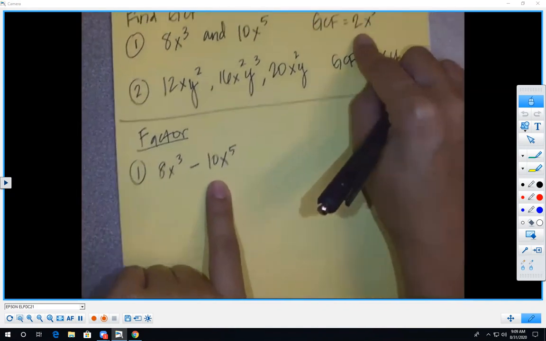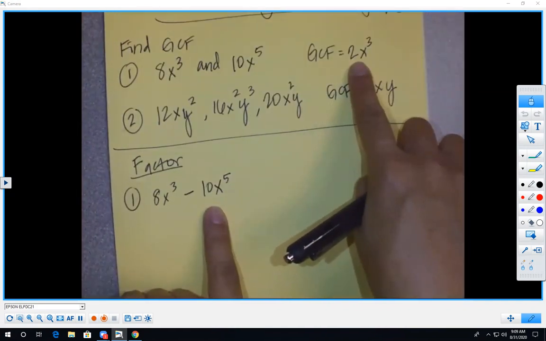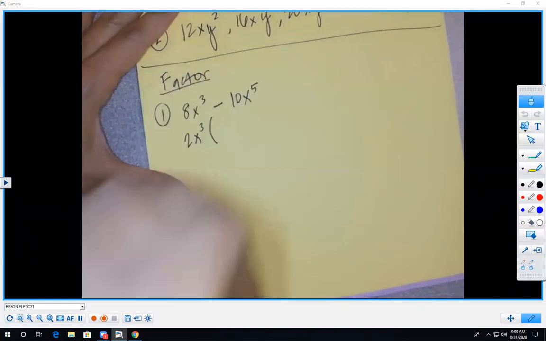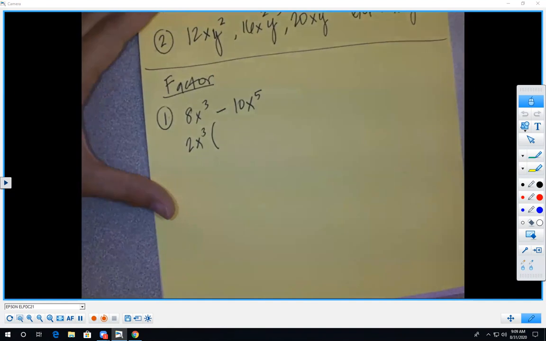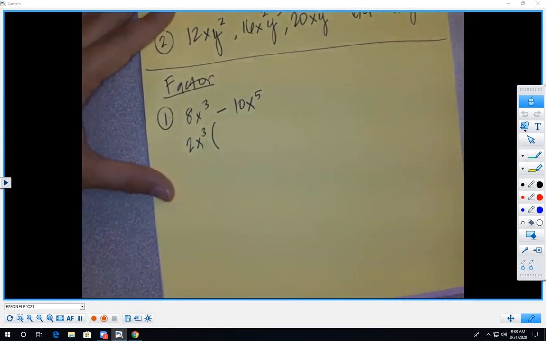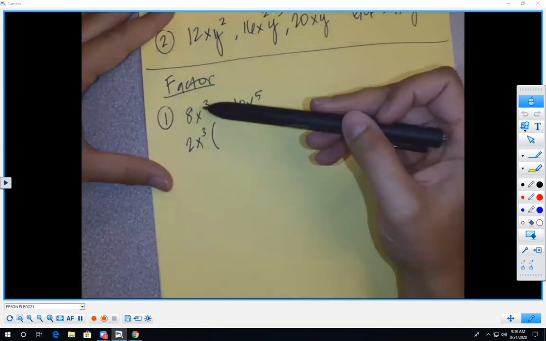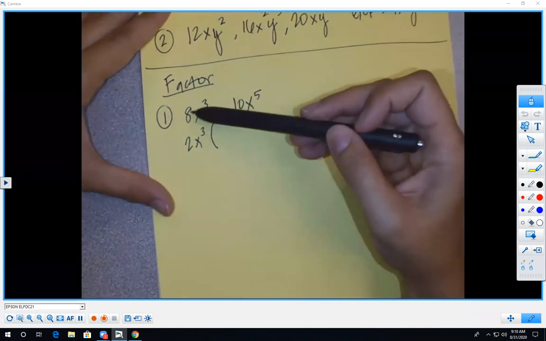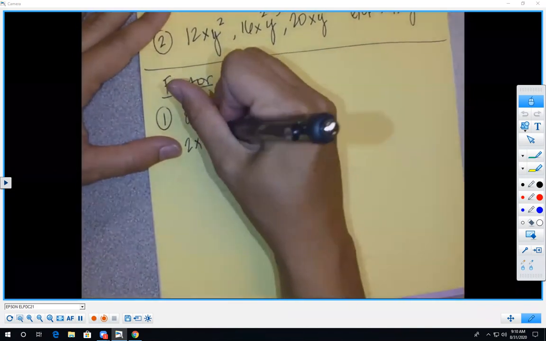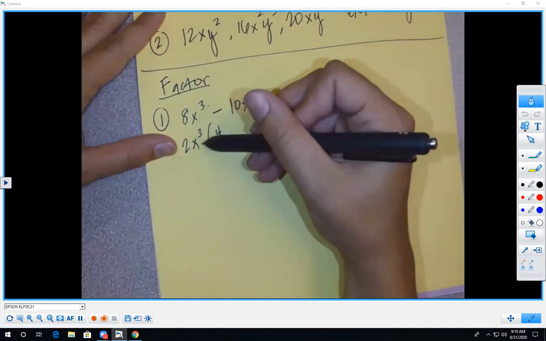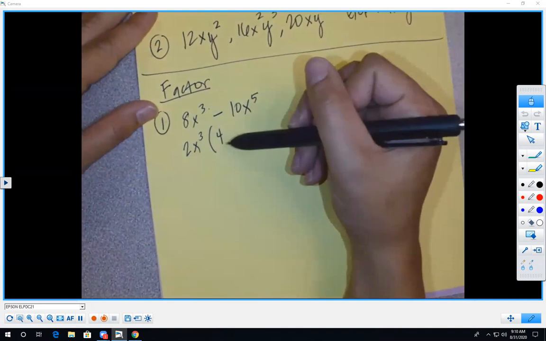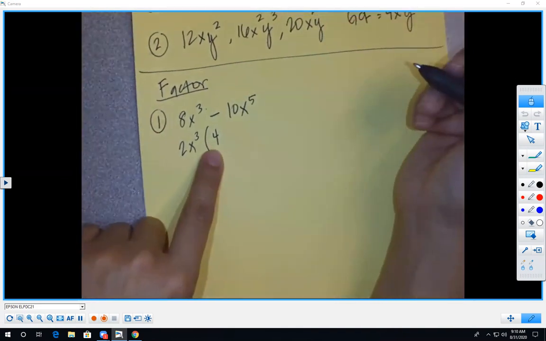We already found it, right? Up here. 2x to the 3rd. So we write that at the beginning, 2x to the 3rd, and then we open parentheses. And then we divide. Okay, so you're thinking 2x to the 3rd times what gives me 8x to the 3rd, or divide it. What's 8 divided by 2? 4. And x to the 3rd divided by x to the 3rd, or think I have 3 x's here and I'm pulling 3 x's out. There's no x's left, right? So it'd just be 4.